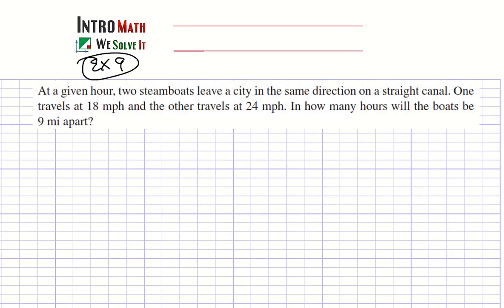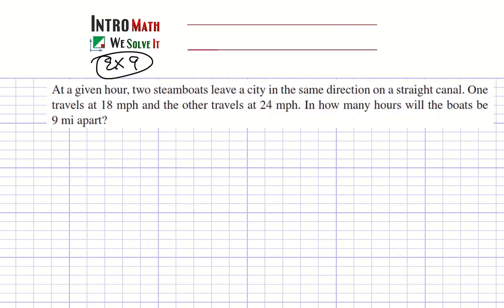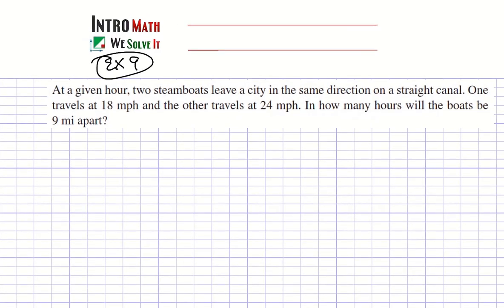Okay, look at this. This is the same problem again. So you gotta try to understand how to solve it. They say at a given hour, two steamboats leave a city in the same direction. One travels 18 miles per hour, the other travels 24 miles per hour. In how many hours would the boats be 5 miles apart? You see, the same problem.